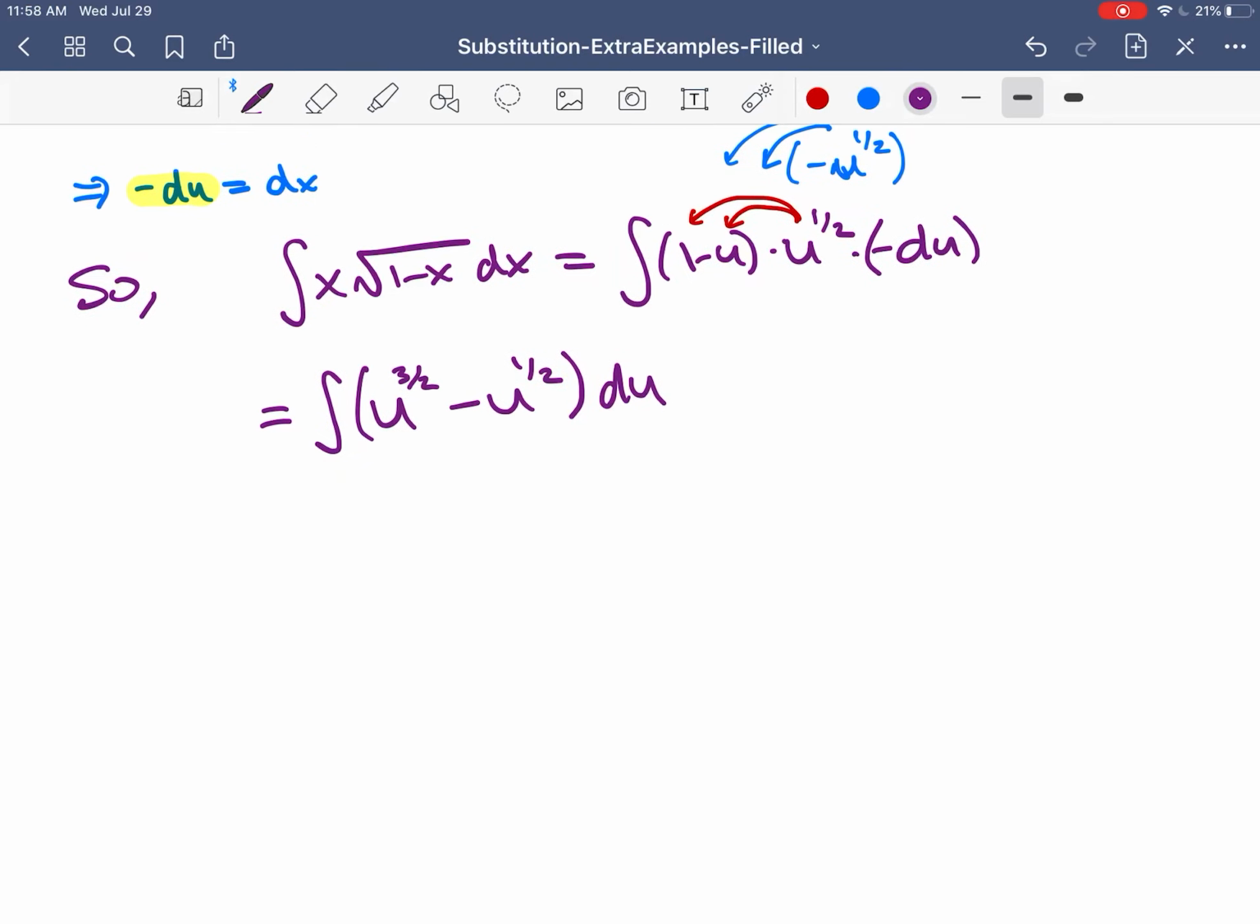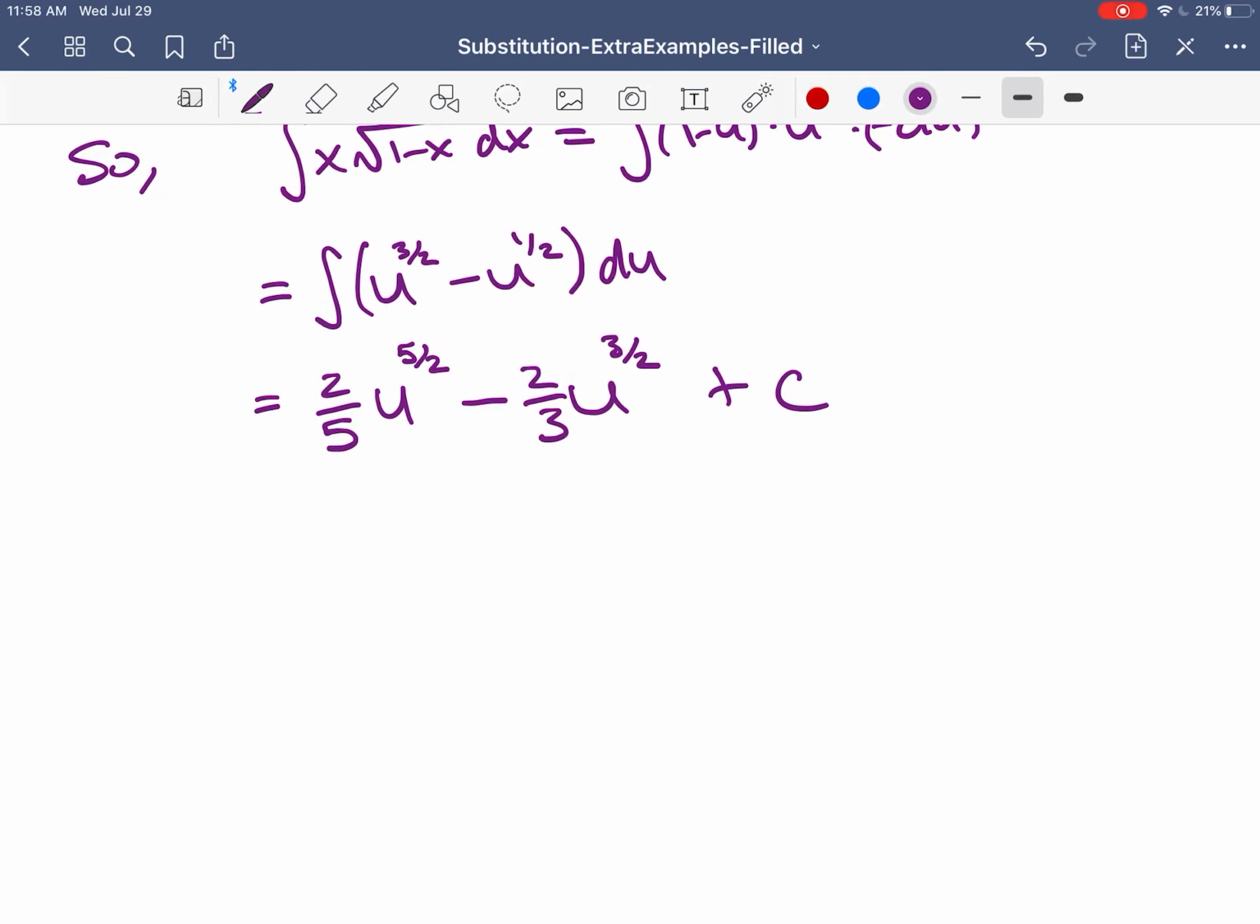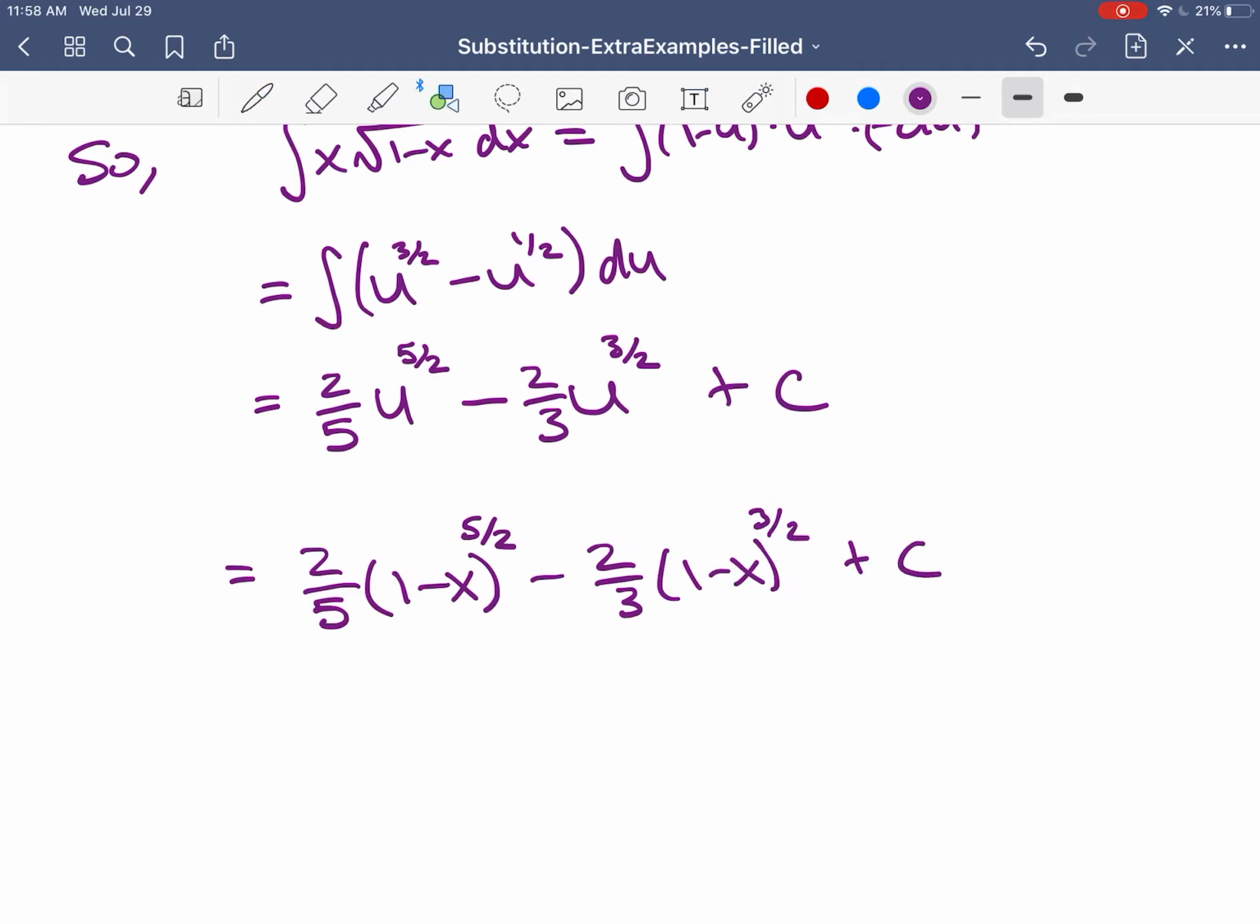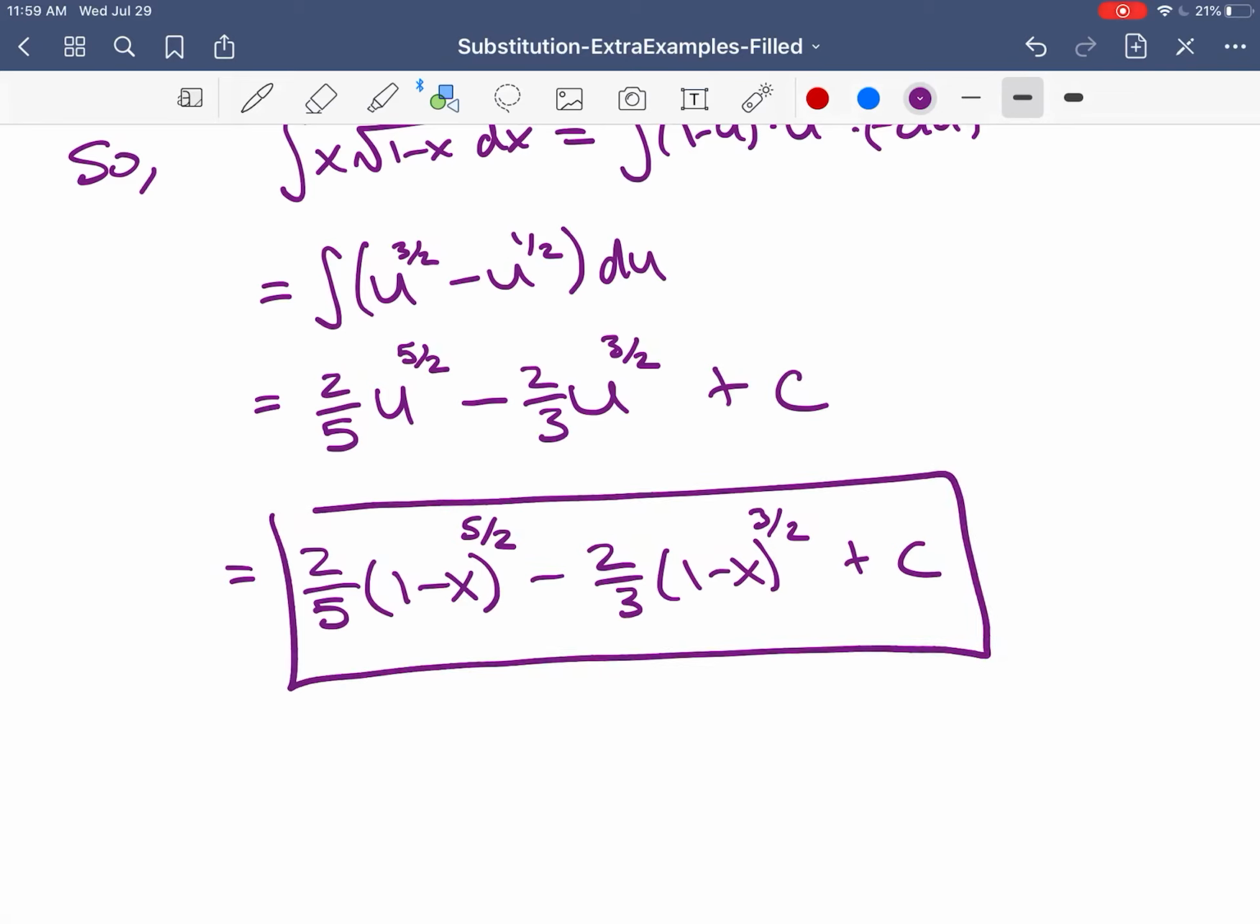So now I can take the antiderivative of this. Using the power rule, if I add 1 to 3/2, I get 5 over 2. So that means I'm going to have a 2/5 out front. And if I add 1 to 1 over 2, I'm going to get 3 over 2. So I'm going to have a 2/3 out front, and then plus my constant. And now I just have to replace it with x's. So u was 1 minus x, so it's going to be 2/5, 1 minus x to the 5/2, minus 2/3, 1 minus x to the 3/2, plus c. So here is my indefinite integral.